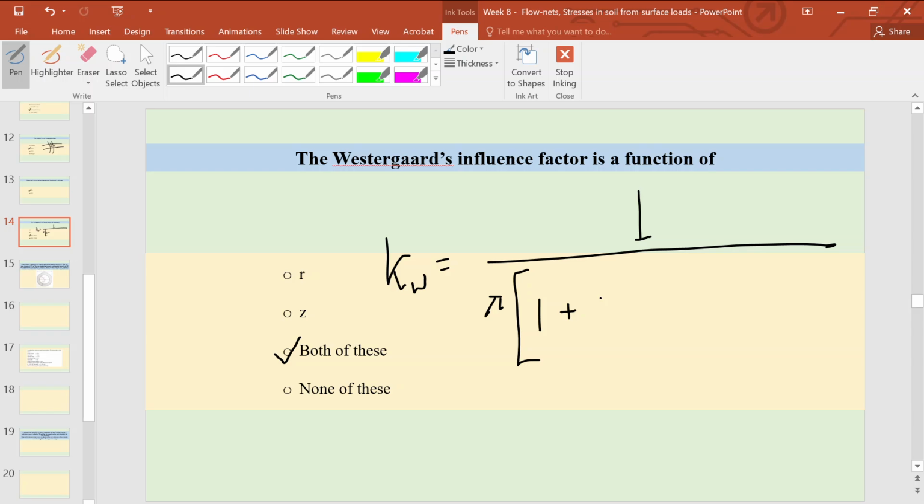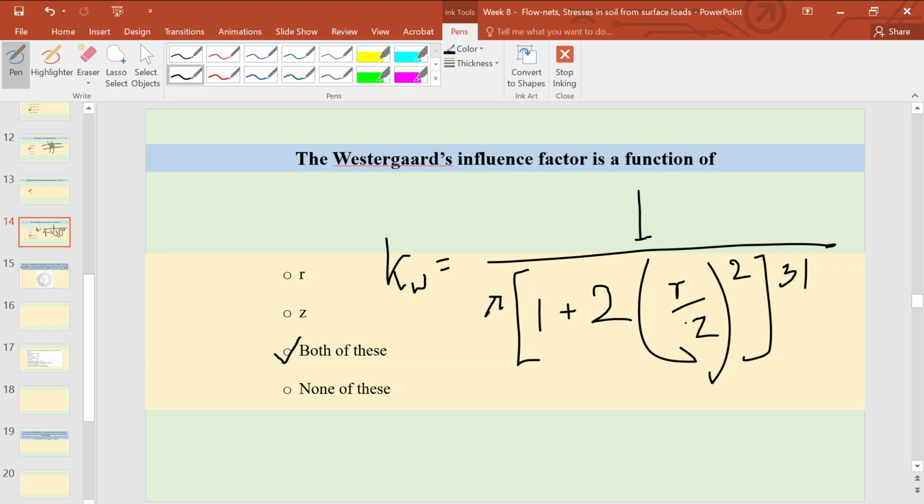If I use Poisson's ratio equal to 0, then I guess 2 comes out, isn't it? Yeah, R by Z, whole square, whole to the power, 2 times R by Z whole square, whole to the power 3 by 2. This is a function of both R and Z. Okay.